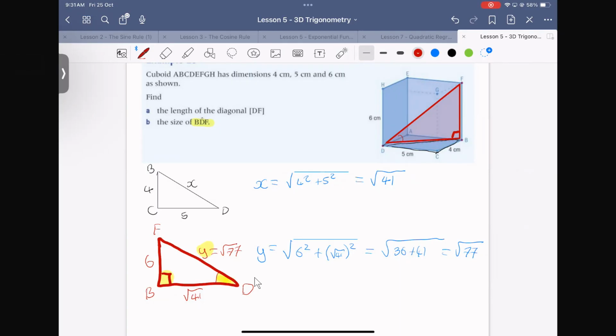Which is why I would recommend in this case using this length here and this length here. These are opposite and adjacent. So we're going to want tan of theta equals the opposite over the adjacent, which implies that tan theta equals 6 over root 41. What is the angle of theta here?